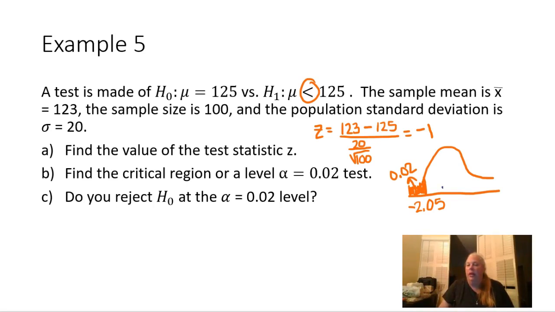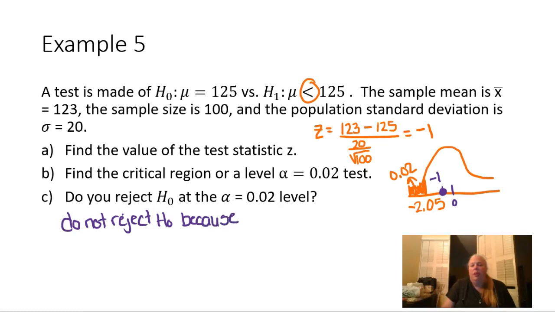And I think we can agree that -1 should be somewhere back here, less than 0, but more than negative 2.05. And when our test statistic falls in the white unshaded region, remember, we do not reject the null hypothesis. The reason we're not going to reject the null hypothesis is because my test statistic of -1 is greater than my critical value of negative 2.05.